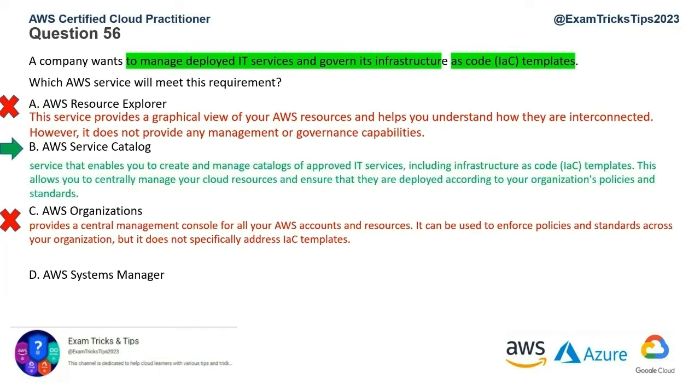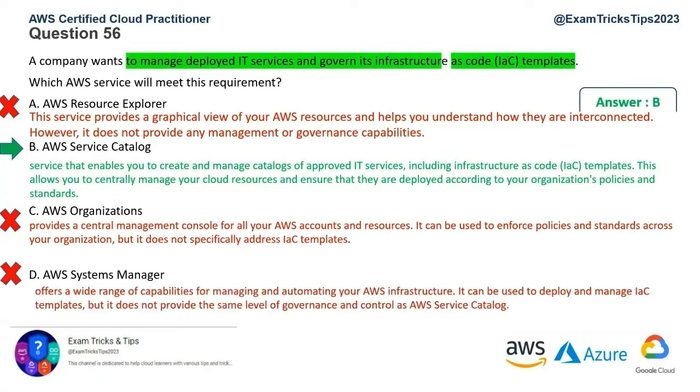Now let's look at option D, AWS Systems Manager. Systems Manager is a service that offers a wide range of capabilities for managing and automating your AWS infrastructure. It can be used to deploy and manage IaC templates, but it does not provide the same level of governance and control as AWS Service Catalog. So this is a wrong answer. The most appropriate answer for this particular question is AWS Service Catalog, which is option B. We got our answer.